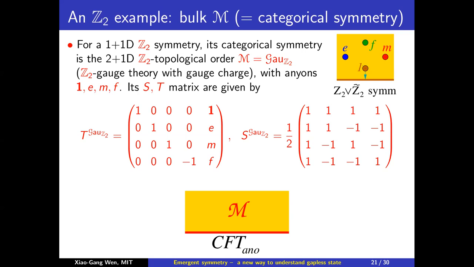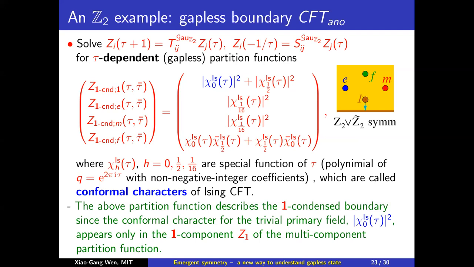Let me just flash something. For example, if you do this for the Z2 model example, the bulk is a Z2 gauge theory, and we want to find the boundary vector-like partition function which transforms covariantly. Well, for Z2 gauge theory, there are four anyons in the bulk, so the partition function has four components. Using this knowledge of conformal characters, we can really obtain this kind of multi-component partition function, and then maybe flash some results.